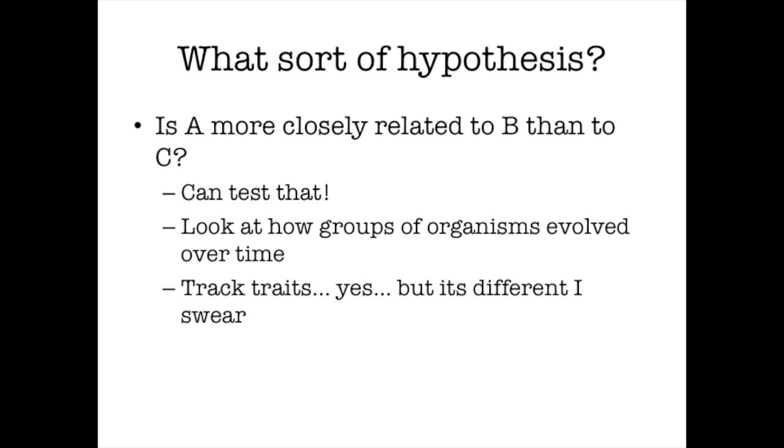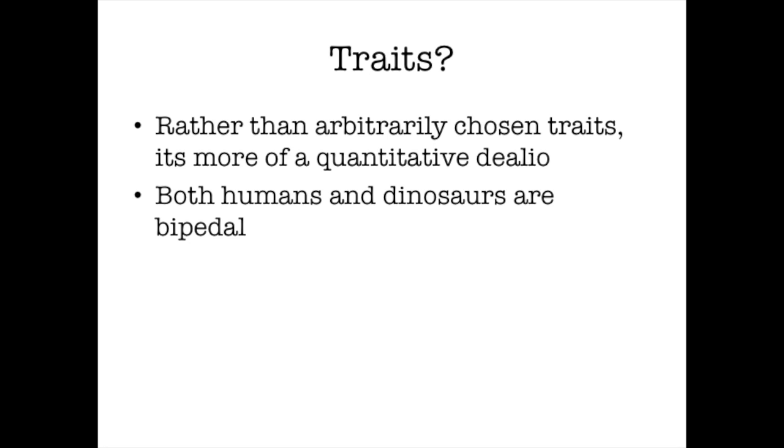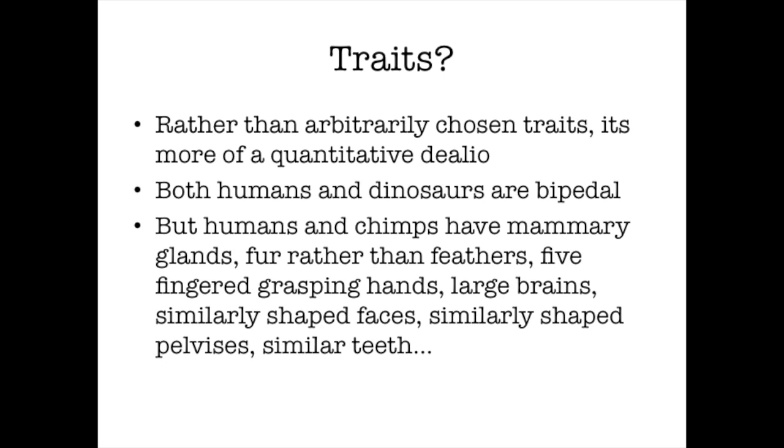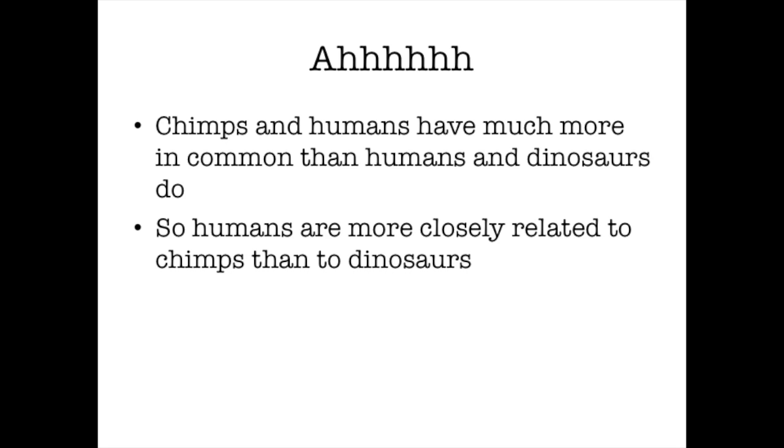We do this by tracking traits, yes, but I swear it's not the same thing as Linnaeus. Rather than just arbitrarily giving some traits more importance than others, it's more of a sum of as many traits as you can possibly examine to look at the simplest explanation for a set of traits in given organisms. For example, both dinosaurs and humans are bipedal, but humans and chimps have way more traits in common than humans and dinosaurs do. It's really about what explanation is most likely. In this case, humans and chimps have more in common, so it's much more likely that they are more closely related than humans and dinosaurs are.